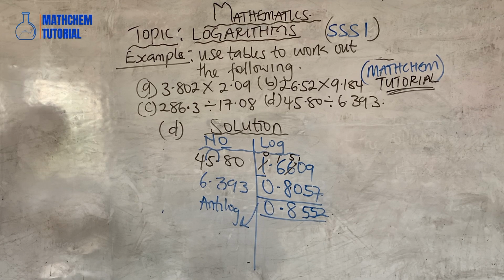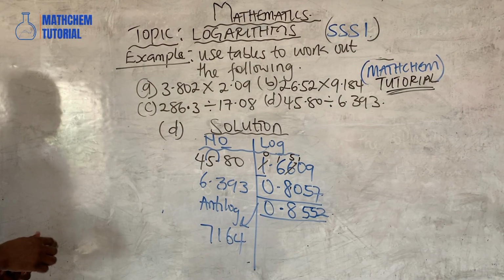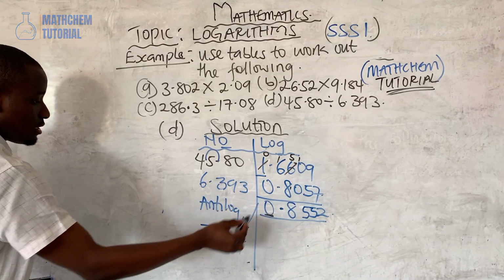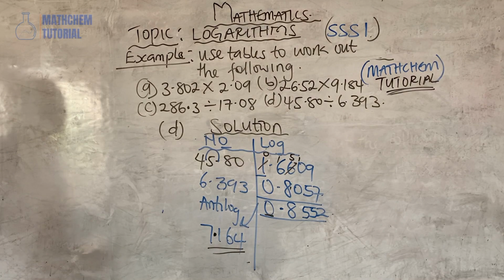So 7161 plus 3, and that gives me 7164. So I have it there, should be 7164. Now where will my decimal point be? From my previous example, because of this value we have here, which is 0, the decimal point will be here. So the final answer is 7.164. Meaning that if you divide 45.80 by 6.393, you are going to get 7.164.